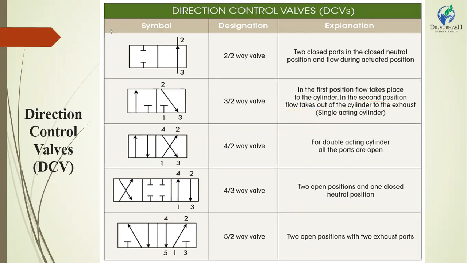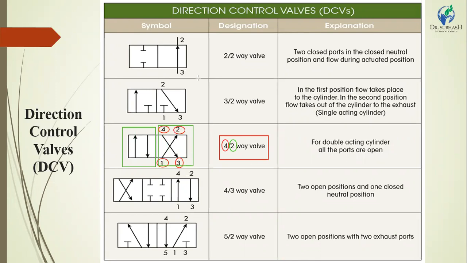The next DCV is the 4 by 2 valve. The number of ports is 4: port 1, port 2, port 3 and port 4. There we have to mention 4. And the 2 represents the number of positions, which is 2. It's clear that 4 by 2 means 2 positions and 4 ports.